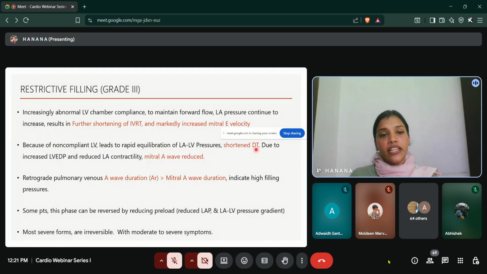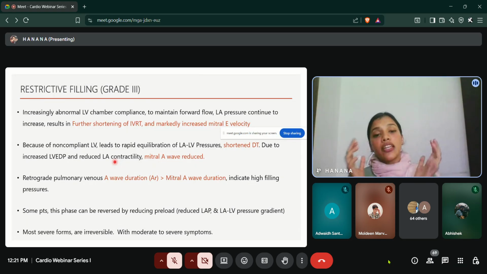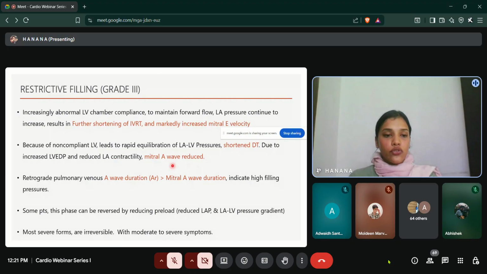Because of that, shortened DT, and mitral A wave is also reduced because LA has already given all his strength to push the blood, and he is not able to contract because the pressure inside the LA is very high, so he cannot contract very well. So the mitral A wave is also reduced.